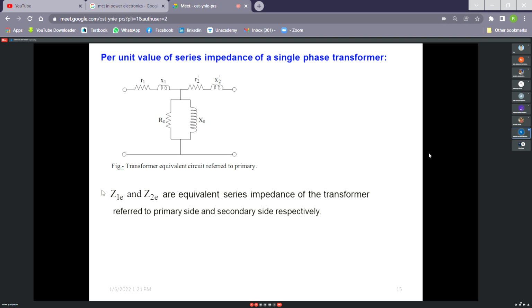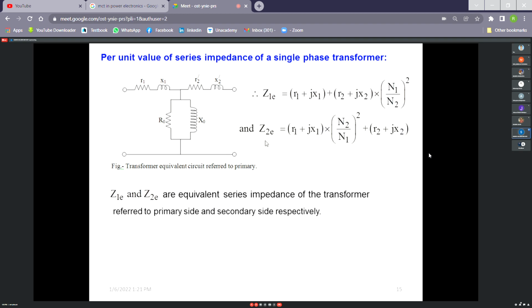So, say Z1E and Z2E are the equivalent series impedance of the transformer referred to primary side and referred to secondary side respectively. When it is referred to primary side, it is Z1E. When everything is referred to secondary side, it is Z2E, E for equivalent. So Z1E is simply R1 plus jX1 plus (R2 plus jX2) into (N1 by N2) whole square. N1, N2 is the turns ratio, the number of turns in primary and secondary respectively. Similarly, Z2E is (R1 plus jX1) into (N2 by N1) whole square, obviously, plus R2 plus jX2.